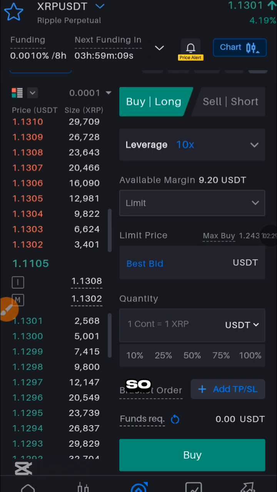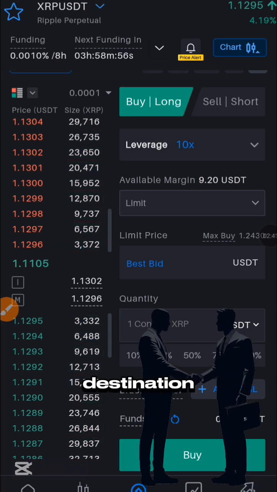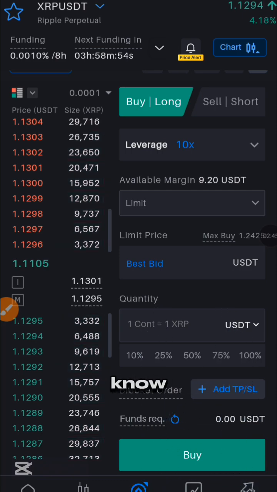Alright, so think of leverage like driving a sports car. The car is much faster than a normal car, right? Now, if you actually know how to drive, you can reach your destination quickly. But if you don't know how to drive, you can also crash much faster. Alright, that's exactly how leverage trading works in futures.